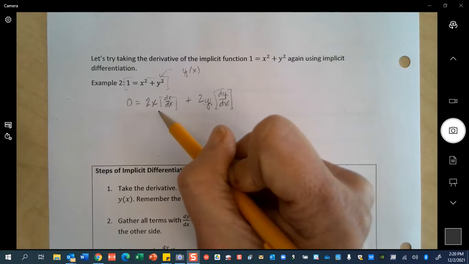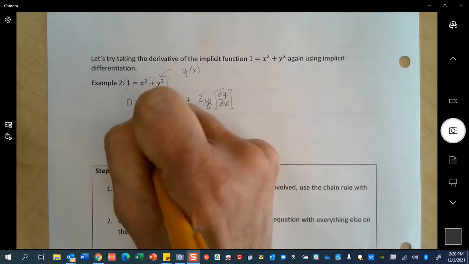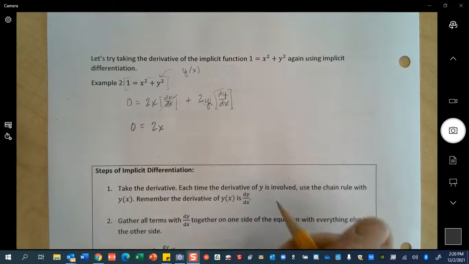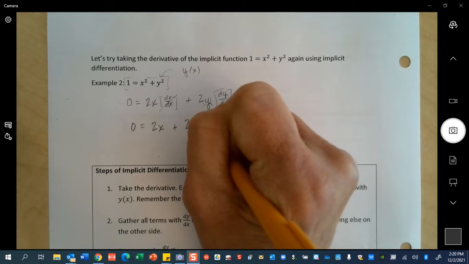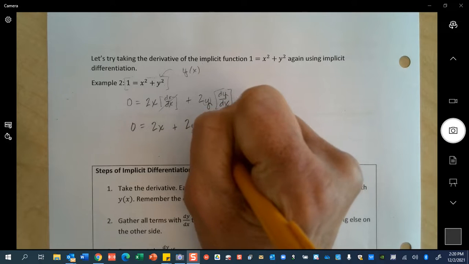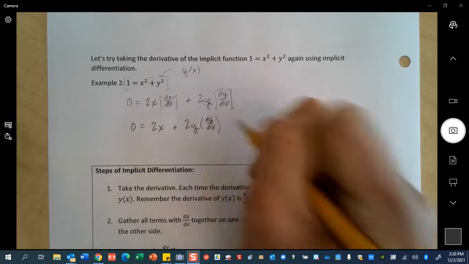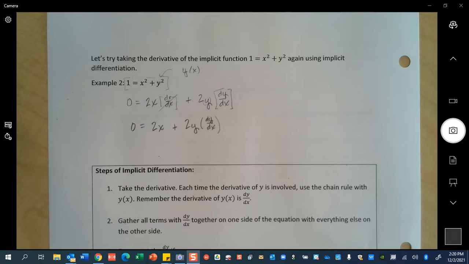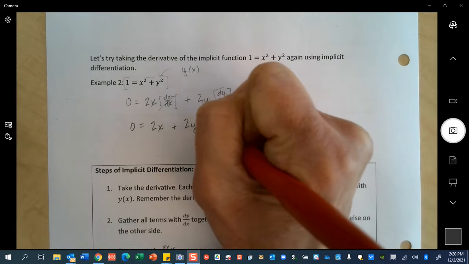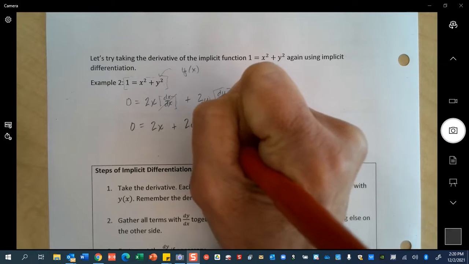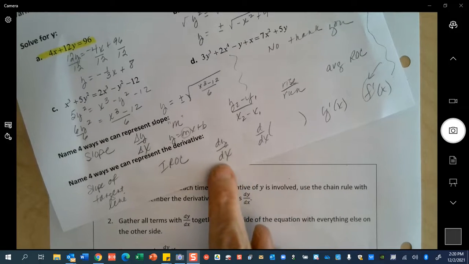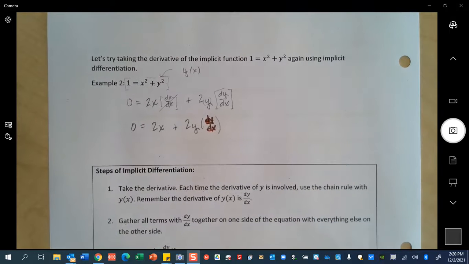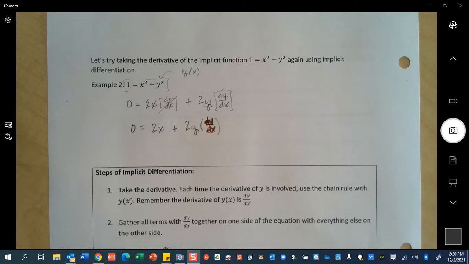So we notice that this goes to 1 and is not necessary. So 0 is equal to 2x plus 2y times dy/dx. If I'm solving for the derivative, this is what I'm solving for, dy/dx. We listed it as one of our notations. So that's what I need to now solve to get by itself and isolate.